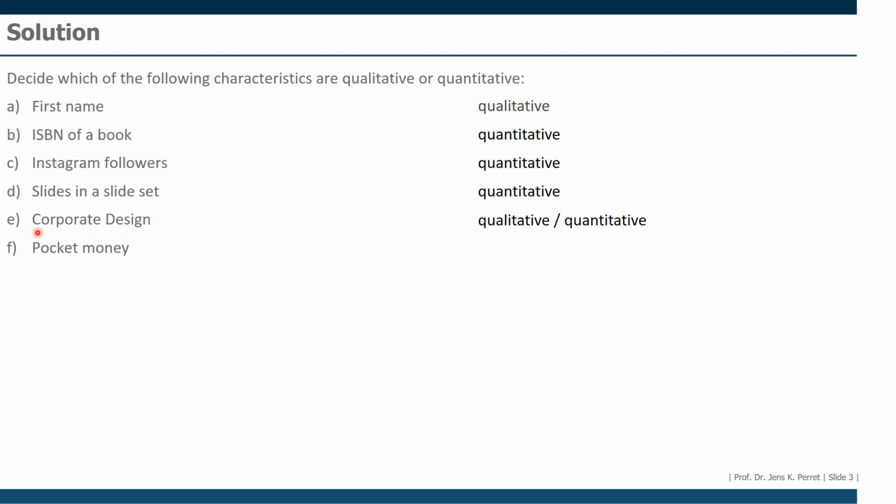Then I have the pocket money or allowances, something like this. This would be quantitative because, again, I can count this. I have values, numbers, which I can mathematically process. So that's a quantitative variable.